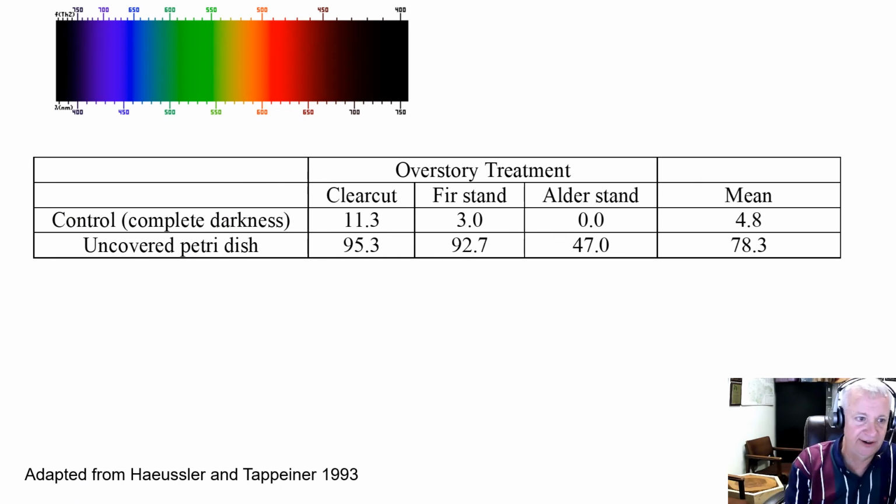And then just a reminder, we already saw these data in the light quality lecture, but just a reminder that in this case, this is alder, and alder required exposure to light in order to germinate, but it also did not fully germinate if it was underneath an alder stand due to the light quality underneath that alder stand. So in this case, that alder required a particular light environment in order to break dormancy and germinate.